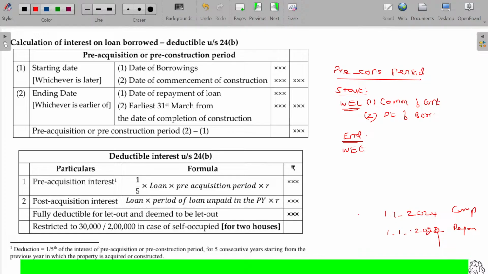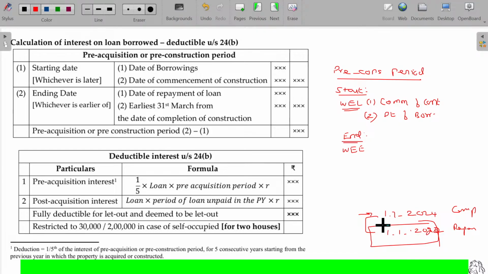Though the construction gets completed by this date, the repayment had completed much ahead of the time. So in this period, you don't pay the interest. So in this case, 1/1/2024 will be the final date. In case of end, whichever is earlier will be taken. In case of starting, whichever is later will be taken.